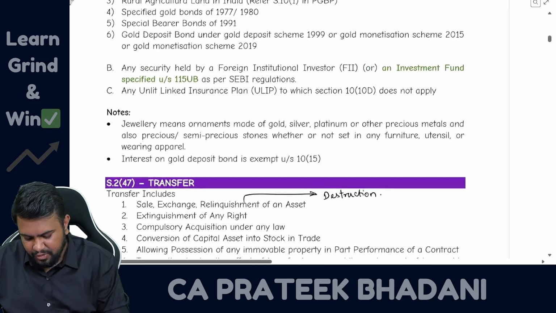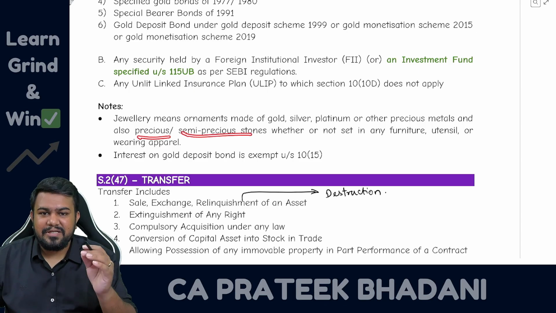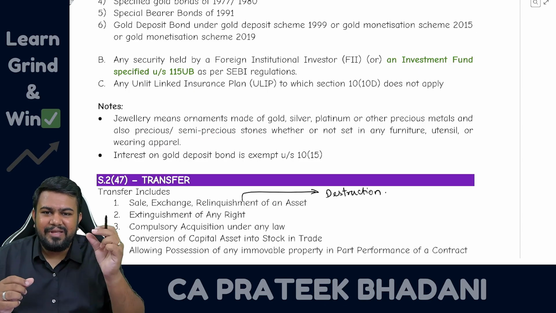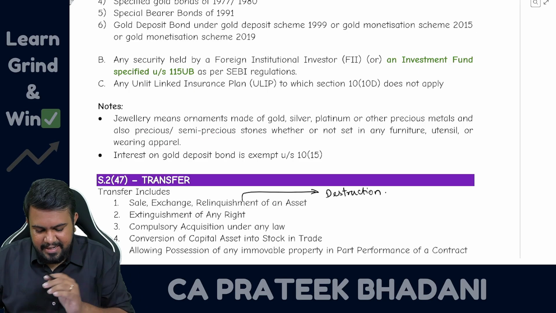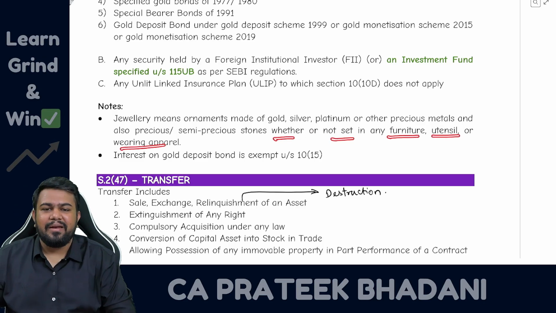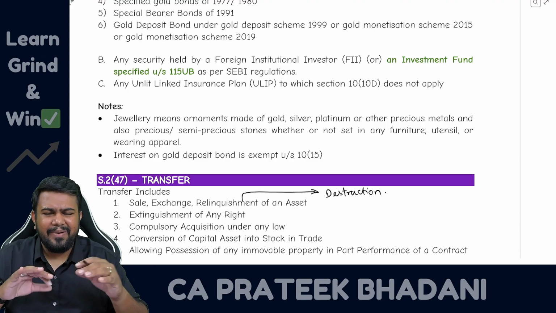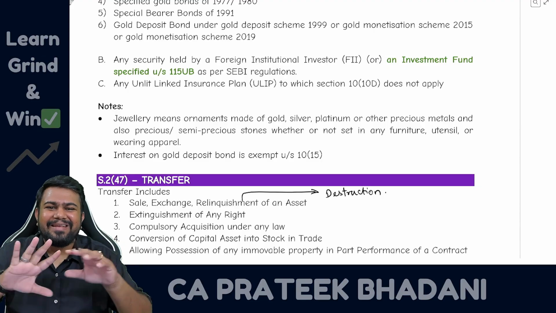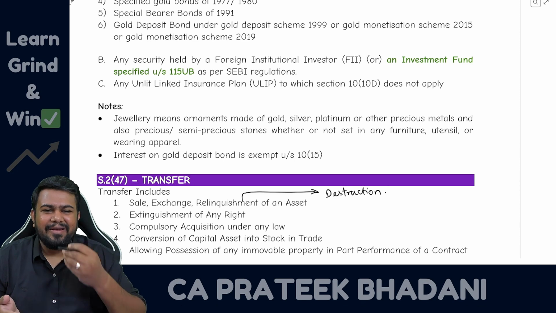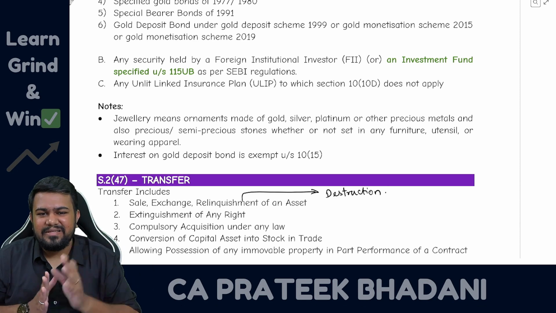Now let's talk about jewelry. Jewelry here means ornaments made of gold, silver, platinum, or any other precious metals, and also precious or semi-precious stones. So not only metal, even if there are precious stones, it will still be considered jewelry, whether or not it is set in any furniture, utensil, or wearing apparel. So for example, if there is a gold plate, that is jewelry. But if there is a silver plate, is it jewelry? The answer is no. A silver plate is not jewelry because generally you have food on a silver plate. That is why it is not considered jewelry. But a gold plate is considered jewelry.